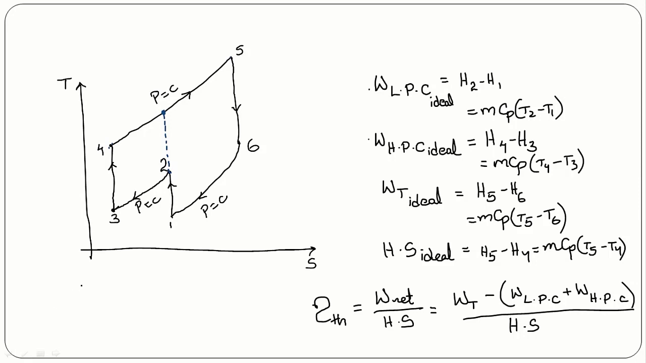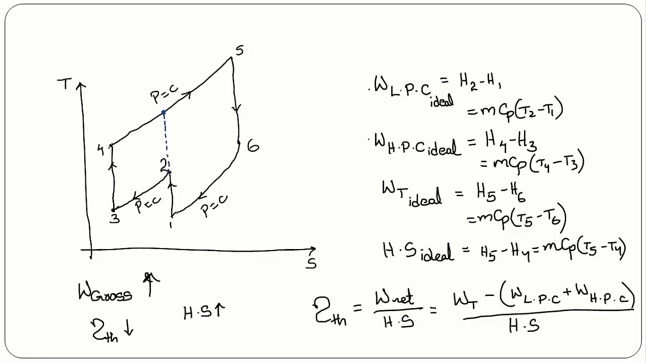See here, the gross work output is increasing due to intercooling, but thermal efficiency is decreasing compared to that of the Brayton cycle. The reason is that the heat supplied is more than the Brayton cycle heat supplied. So that's the reason thermal efficiency decreases in this particular case.